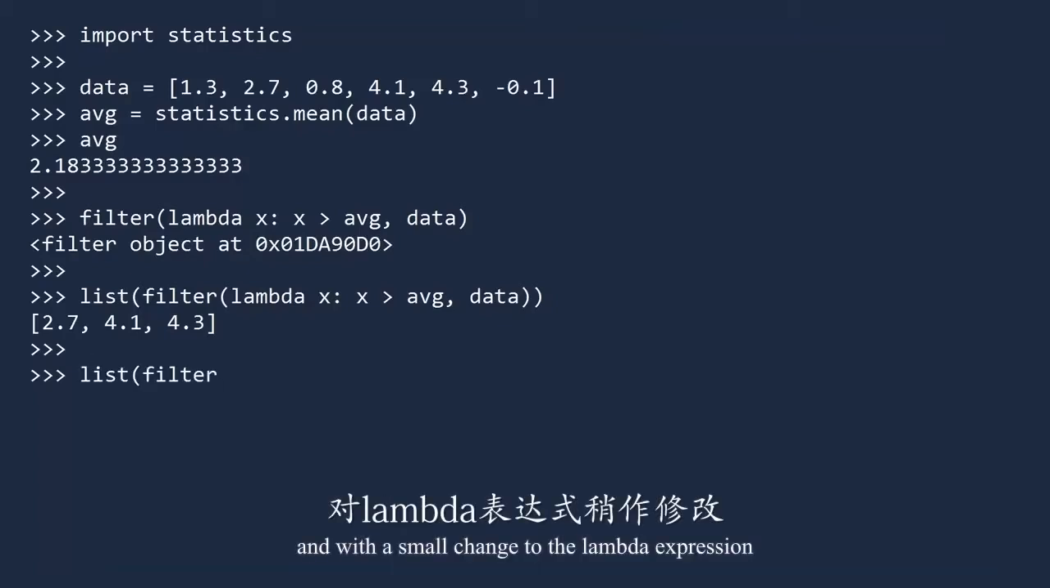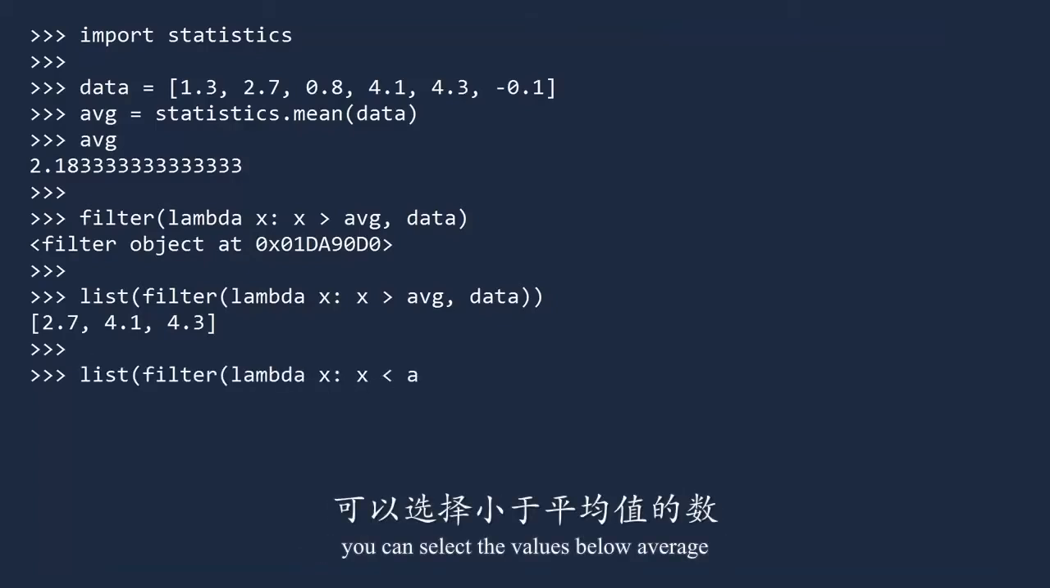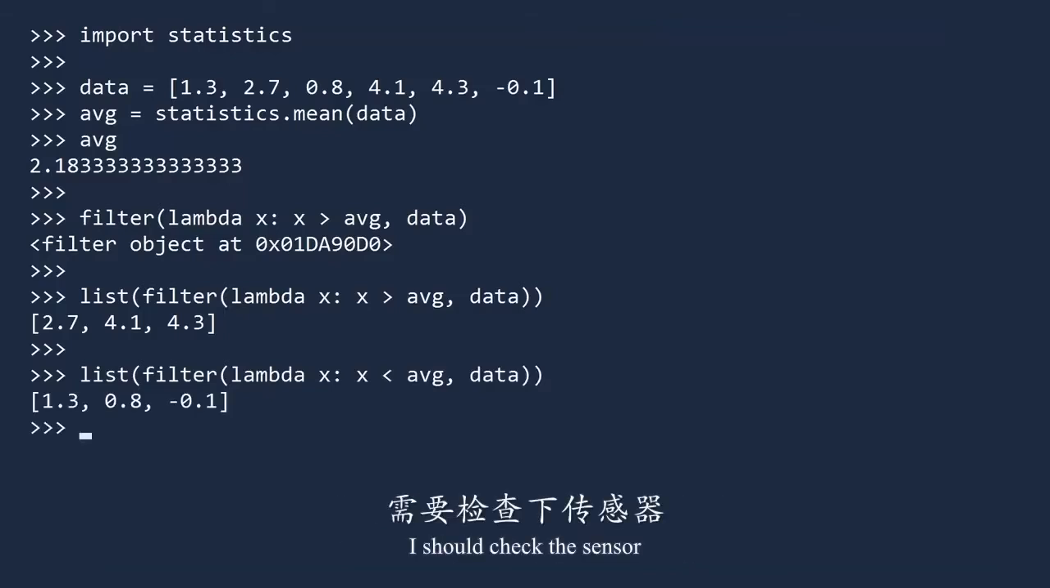And with a small change to the lambda expression, you can select the values below average. I should check the sensor. We cannot have negative amounts of fuel, can we?